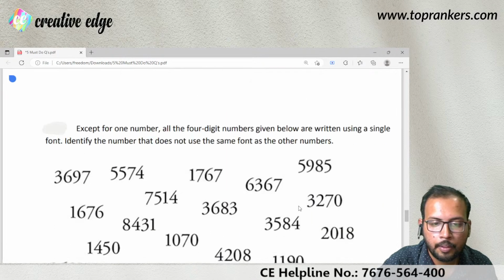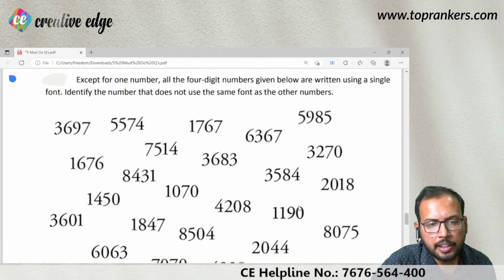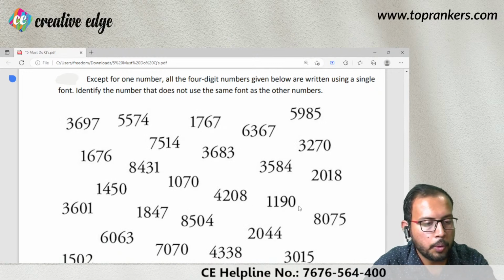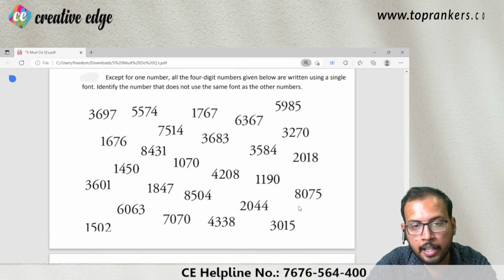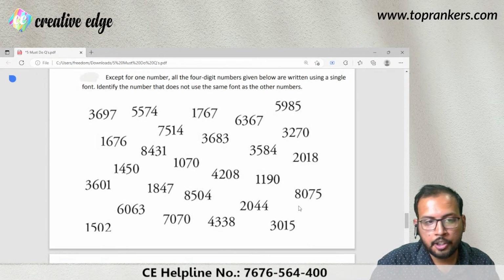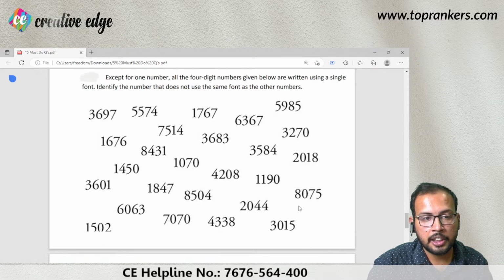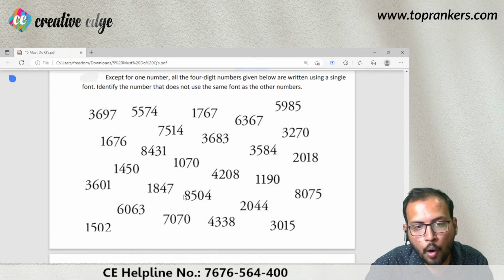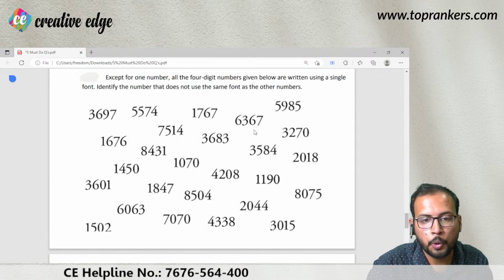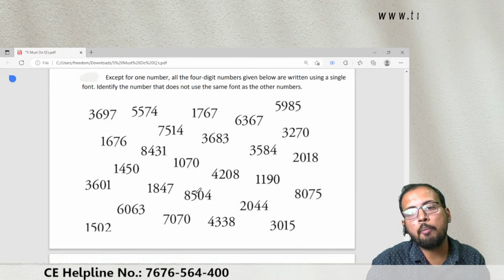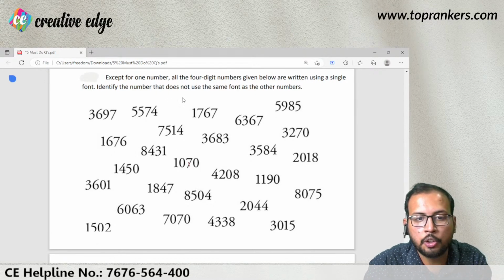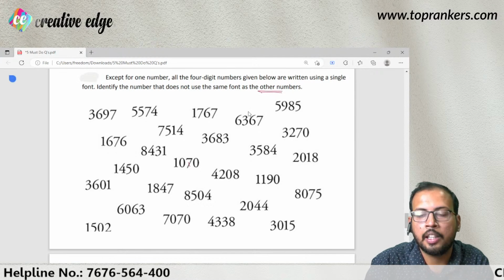ठीक है? Now this is the very easiest one and the last question for the day. I told you 5 most important questions for NID. So this is going to be the last question of our lecture. What has been asked in this? Except for one number, all four digit numbers, let me show you the question. All four digit numbers given below are written using a single font. We have to identify that number that does not use the same font as the other numbers.